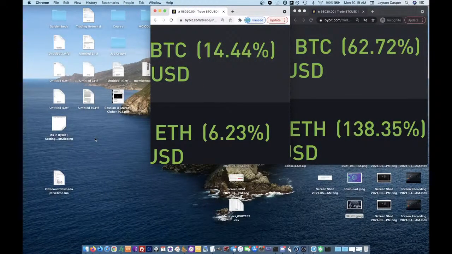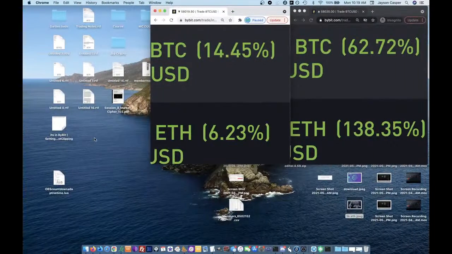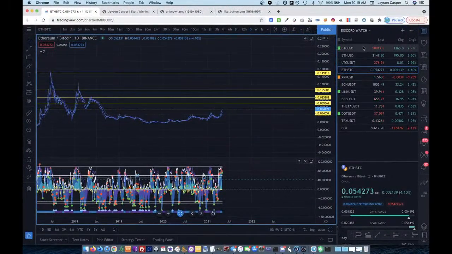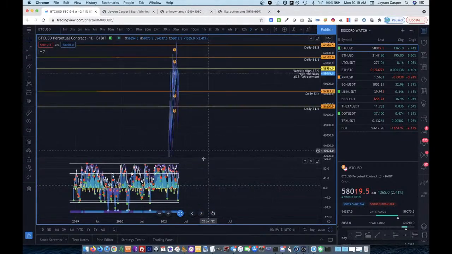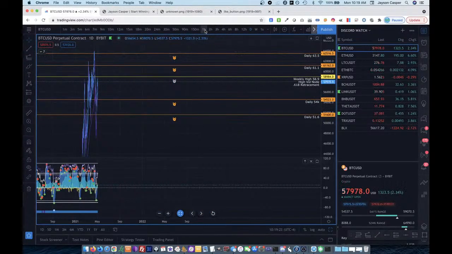Okay, my Ethereum short is now only 6%. I did hit some take profits on that. My Bitcoin short is up 14%. My Ethereum long is up 138%. My Bitcoin long up 62%. Yeah, so really, I'm just playing these as scalps until proven otherwise, with the shorts for Ethereum and Bitcoin.